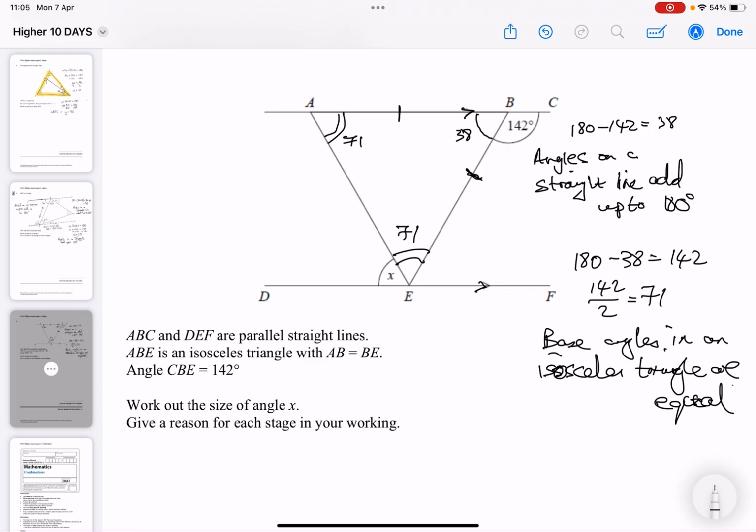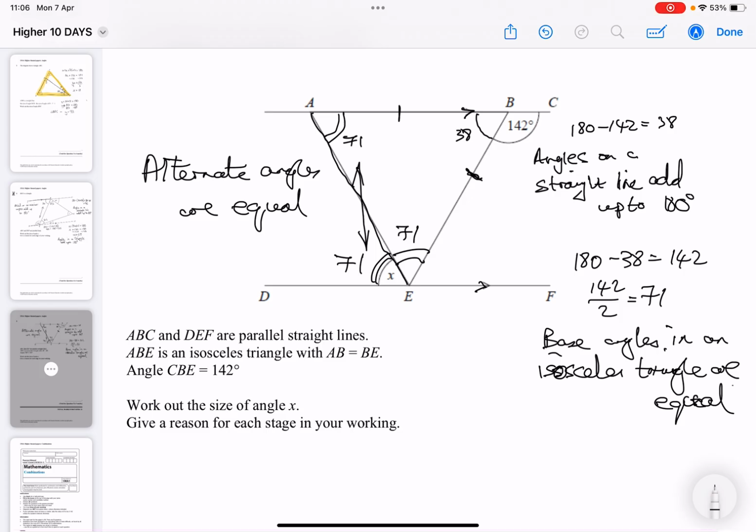And then I'm going to use this one. I also know that this one, X, is 71, and that is because when you've got parallel lines and you've got a line, this line I'm just going over is called the transversal. When you've got angles either side, it makes a Z angle. What we can do is say that they are called alternate angles, and alternate angles are equal.